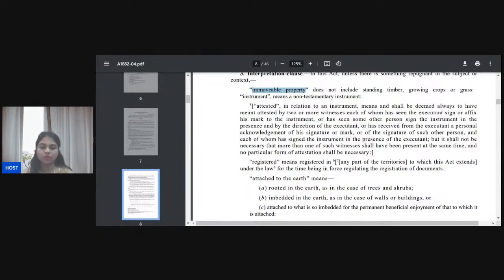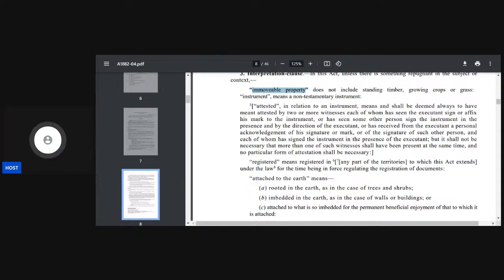Write in the comment box. You have the comment box open for your questions or for your views on it, for your answers also. Very good, Ish. Ish has mentioned land and anything attached to earth.